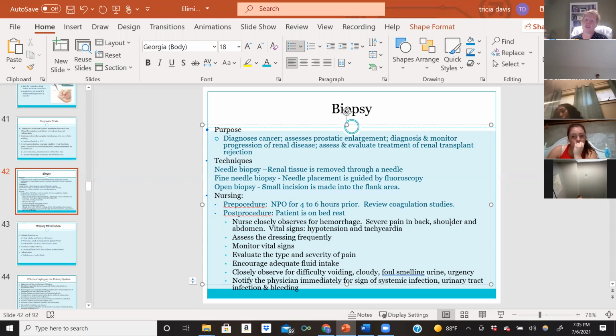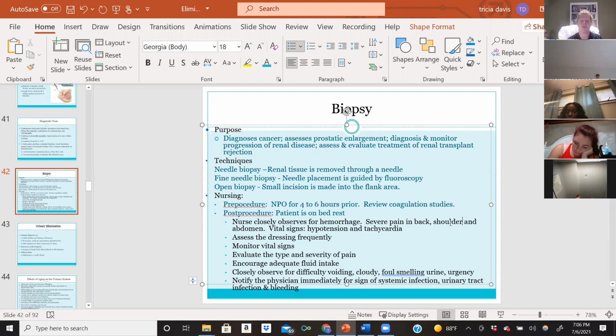Assess vital signs. Usually when they come back to the floor, we get a set right away, and then we do them every 4 hours twice. And then they can go back to every 8 hours again. We want to evaluate the type and severity of their pain. We want to make sure that they have good fluid intake.